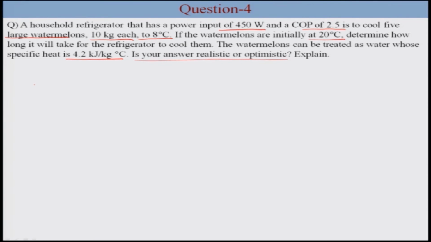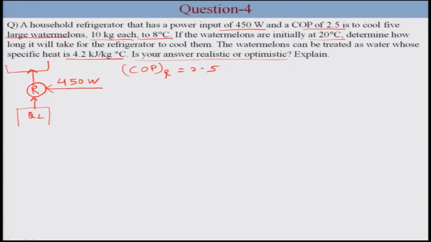A refrigerator takes some heat from a space maintained at low temperature and gives it to a space at high temperature, and some work is given as input. It is given in the question that the power input is 450 watt. Now the COP is given, which is 2.5.